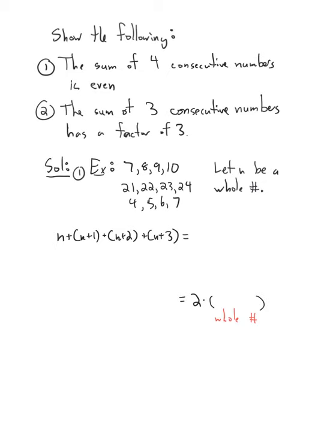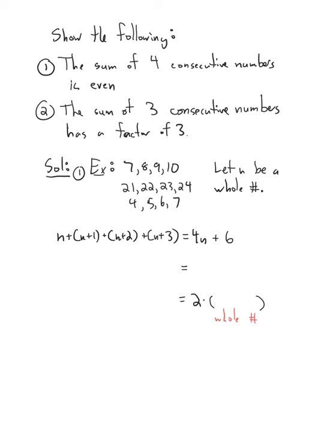We have n plus n plus n plus n. So that is, let me use black here, 4n. And then I have 1 plus 2 plus 3 is 6. So remember, I know what form I want to get this in. I want to make it as 2 times some whole number. So I should be able to look for a factor of 2 because that's what I want. And I look, and both terms here have a factor of 2. So let's go ahead and do that.